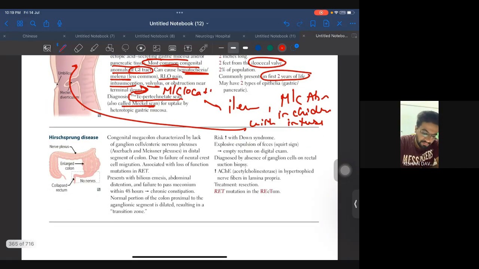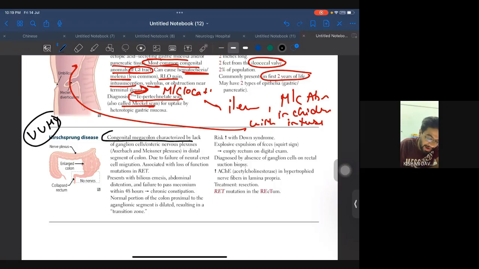Hirschsprung disease, another very high yield. It is similar to achalasia, but achalasia is in the upper GI tract, Hirschsprung is in the lower GI tract. Some minute differences are there. Let's just see. Congenital megacolon characterized by lack of ganglion cells, enteric nerve plexus, Auerbach and Meissner. Whereas in achalasia, it was Auerbach.